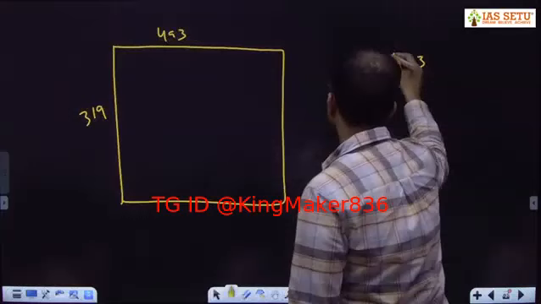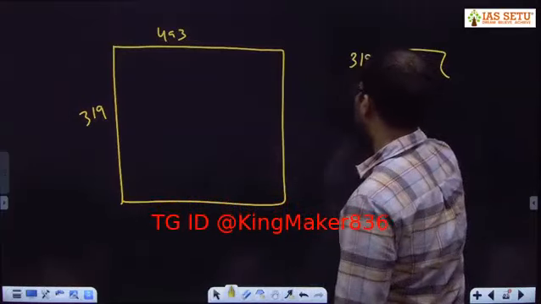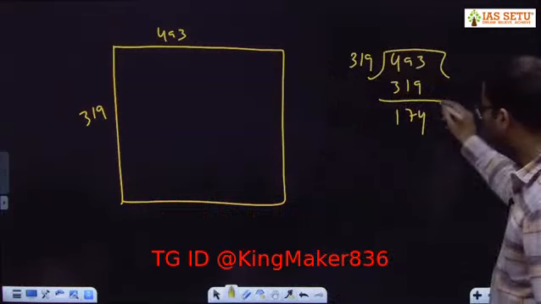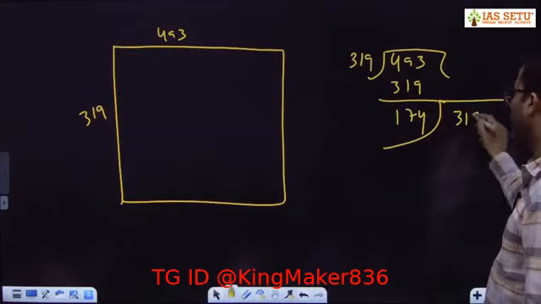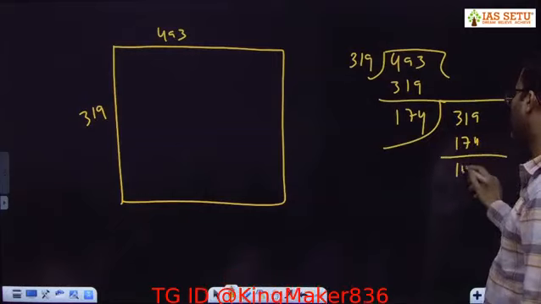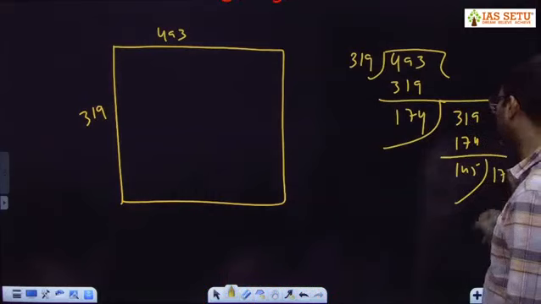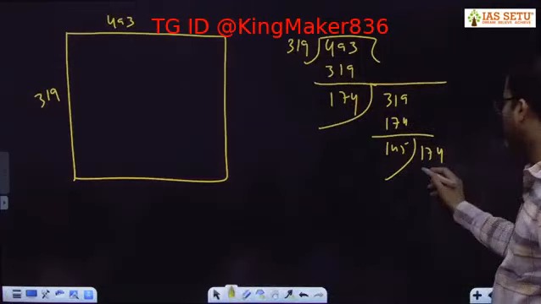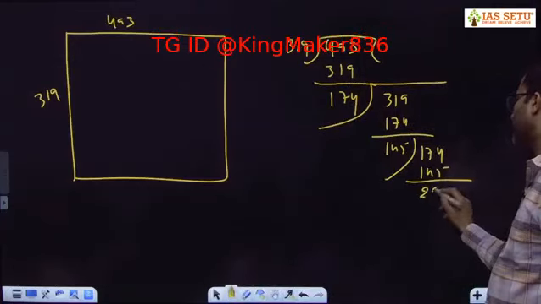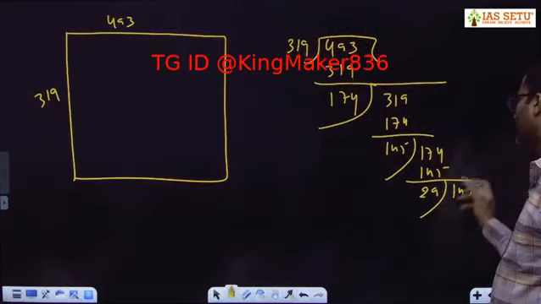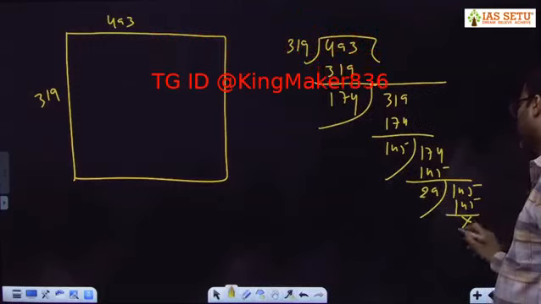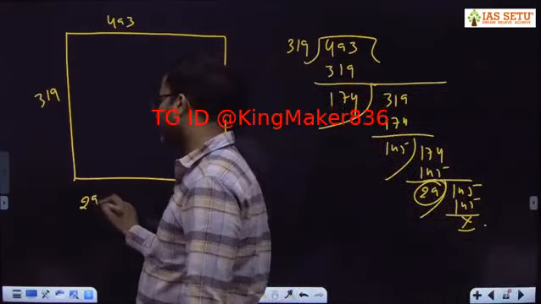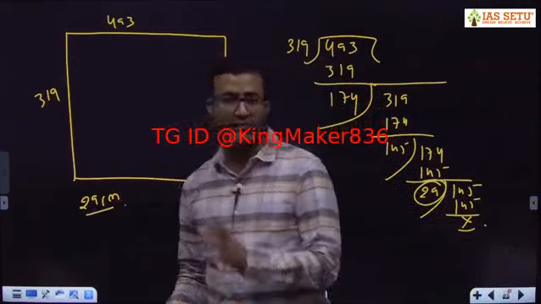So this is 493 divided by 319. Here it is coming 174. It becomes your next divisor, 319, 174, 145, 174. So now here it is 145, 29, 145, 29 5s are 145. So here 29 is your HCF. So size of tile will be 29 centimeter by 29 centimeter.